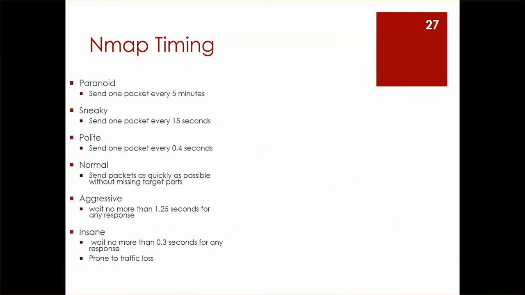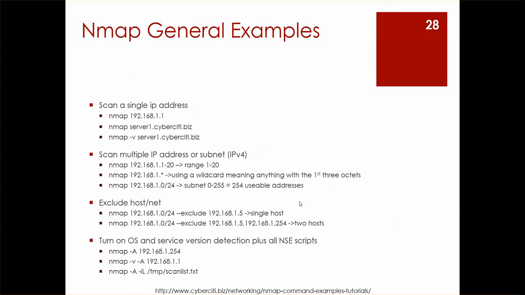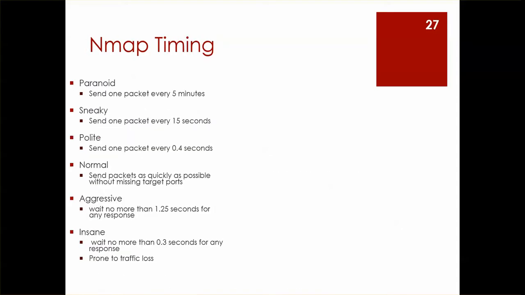So looking here, there are different examples of timing. For example, the paranoid probe usually has a probe response timeout of 5 minutes. So every 5 minutes we send one packet and look for a response. It's a very, very lengthy process, but it's the most stealthy approach.